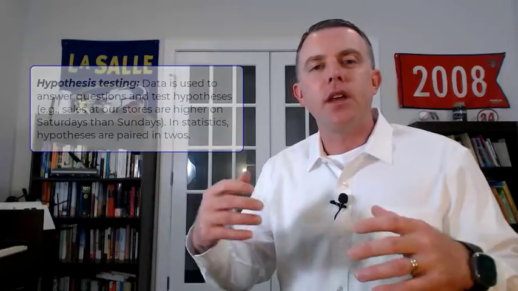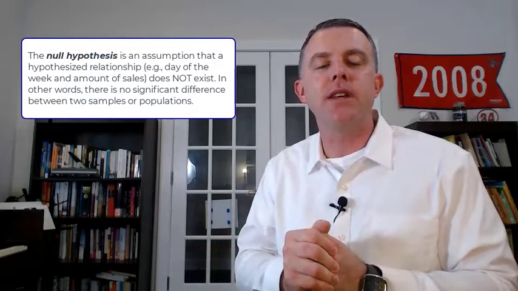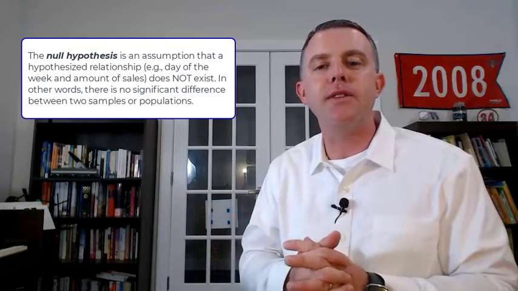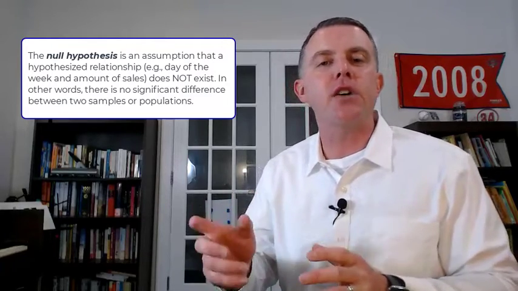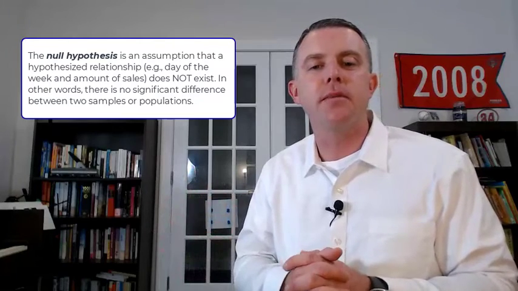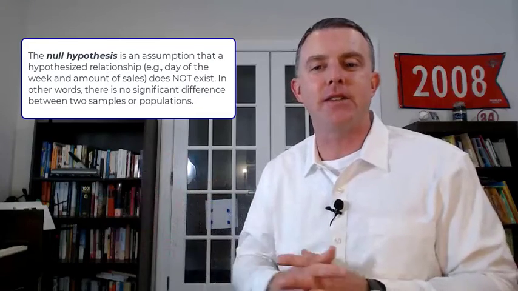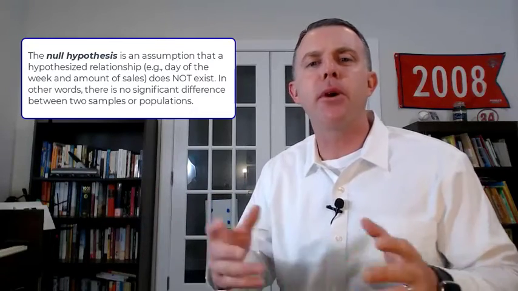For example, sales at our stores are higher on Saturdays than on Sundays. The way to think about this is, in science and in statistics, we always present hypotheses in pairs, right? So we have something called the null hypothesis. The null hypothesis is the assumption that the hypothesized relationship, and remember our hypothesis was that sales were higher on Saturdays than they were on Sunday, does not exist, right? So it's like the burden of proof, right?